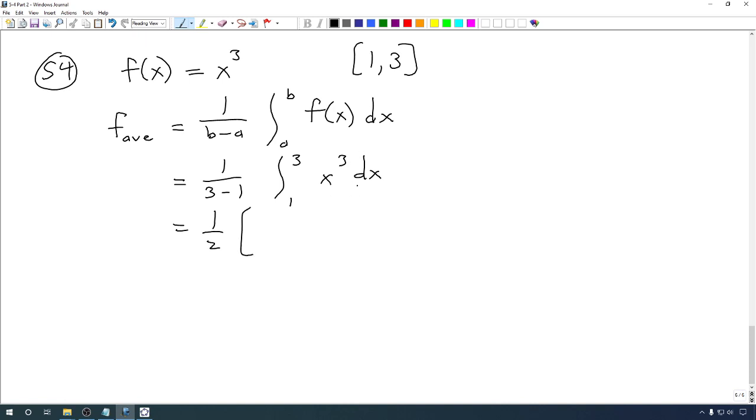Here we need to take the antiderivative. The antiderivative of x cubed, we raise that cube to a 4th power and divide by that new power. But then we also have to evaluate this antiderivative at 1 and 3. We can go ahead and move the 1/4 outside. We have 1/2 times 1/4 is 1/8. We go ahead and take 3 to the 4th power. 3 to the 4th power is 81, minus what we get when we plug in 1. 1 to the 4th power is, of course, just 1. And then things actually are kind of nice here. 81 minus 1 is just 80. 80 divided by 8 gives us 10.